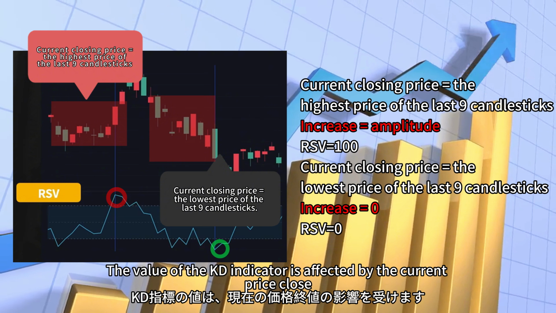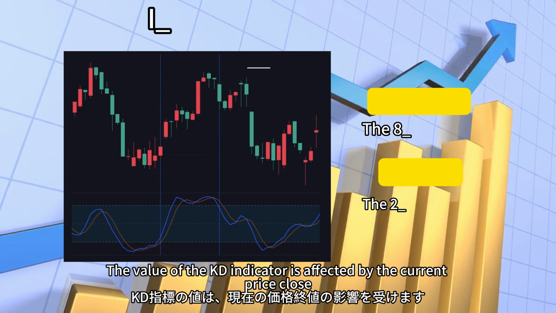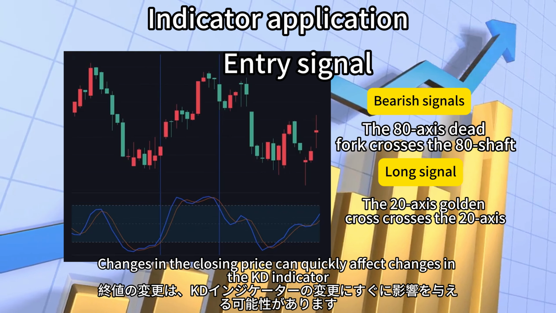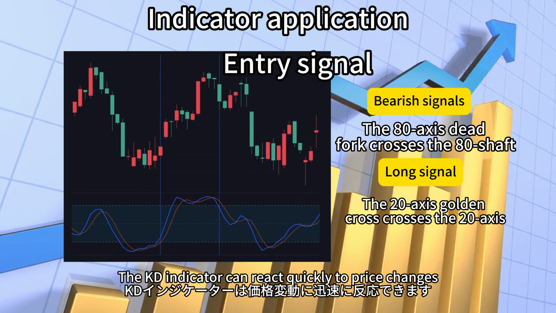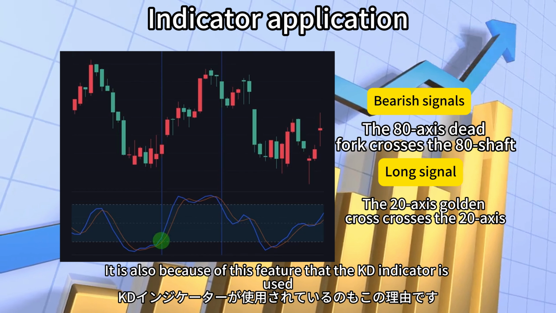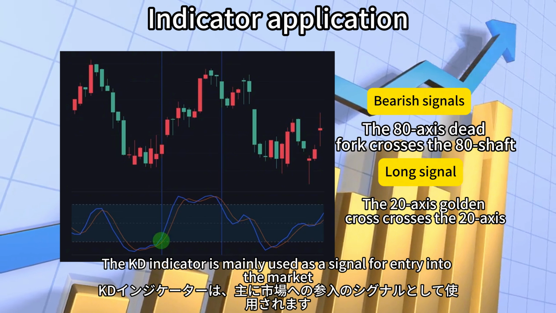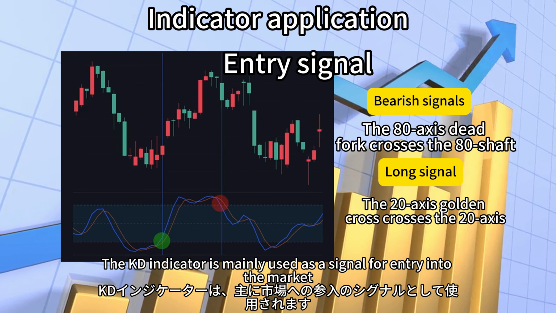The value of the Kd indicator is affected by the current closing price. Changes in the closing price can quickly affect changes in the Kd indicator. The Kd indicator can react quickly to price changes. It is also because of this feature that the Kd indicator is used. The Kd indicator is mainly used as a signal for entry into the market.